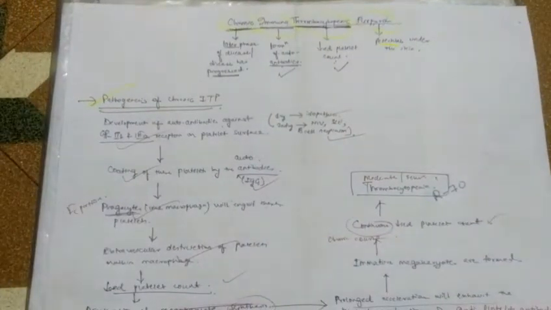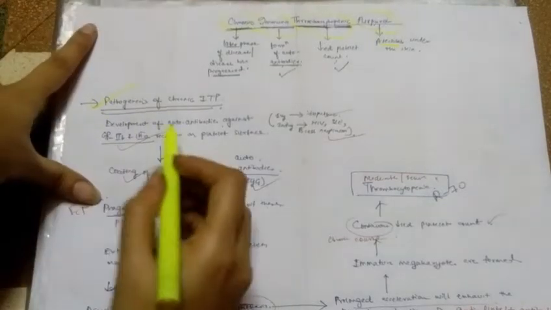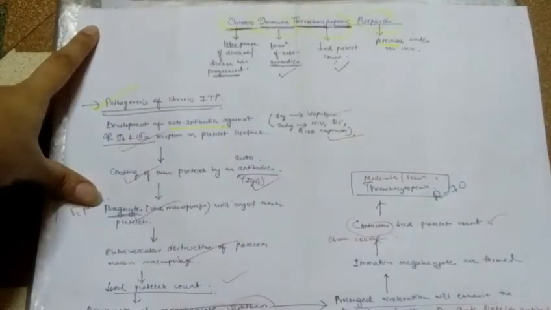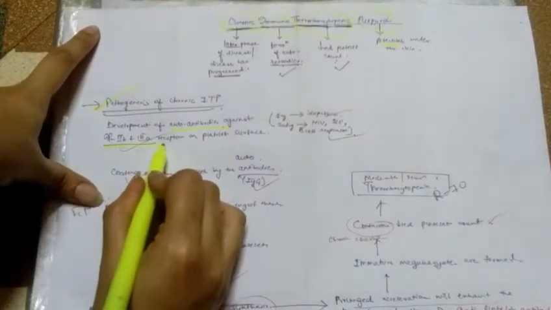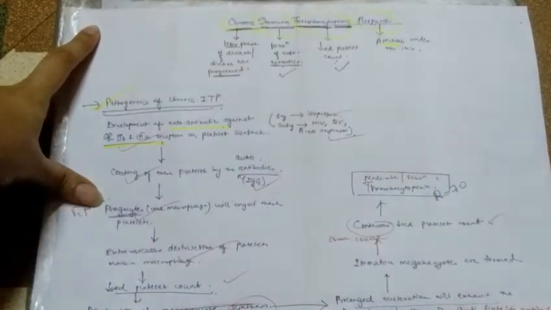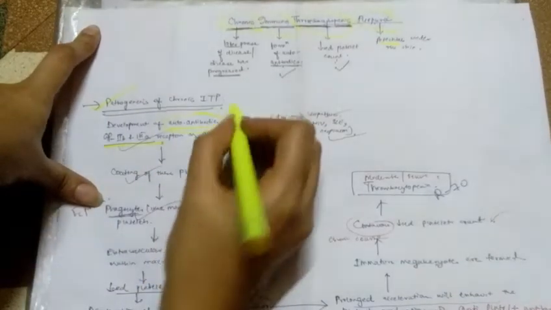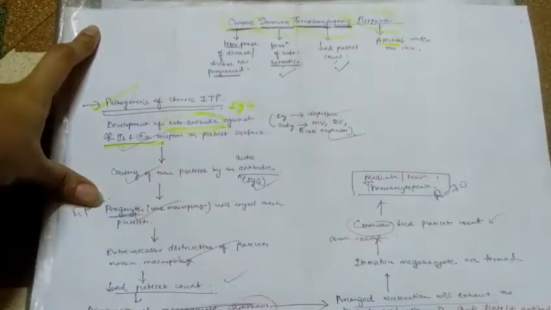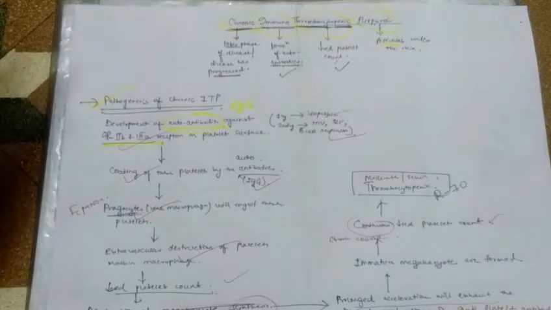First, what is going to happen? First, there will be development of autoantibodies against the glycoprotein receptors present on the surface of platelets. What are these receptors? Glycoprotein 2b and 3a. One more thing to point out is that these autoantibodies are IgG type autoantibodies.